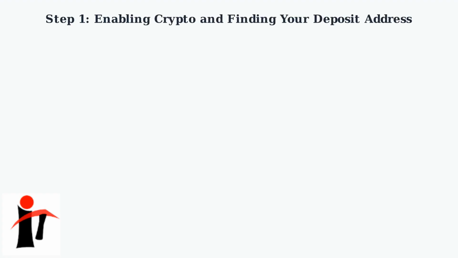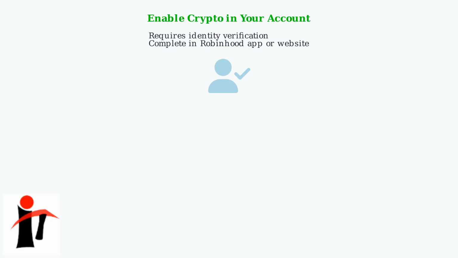First, ensure your Robinhood account has crypto enabled, which requires identity verification. To enable crypto on Robinhood, you need to complete identity verification. This is a standard security step to comply with regulations.